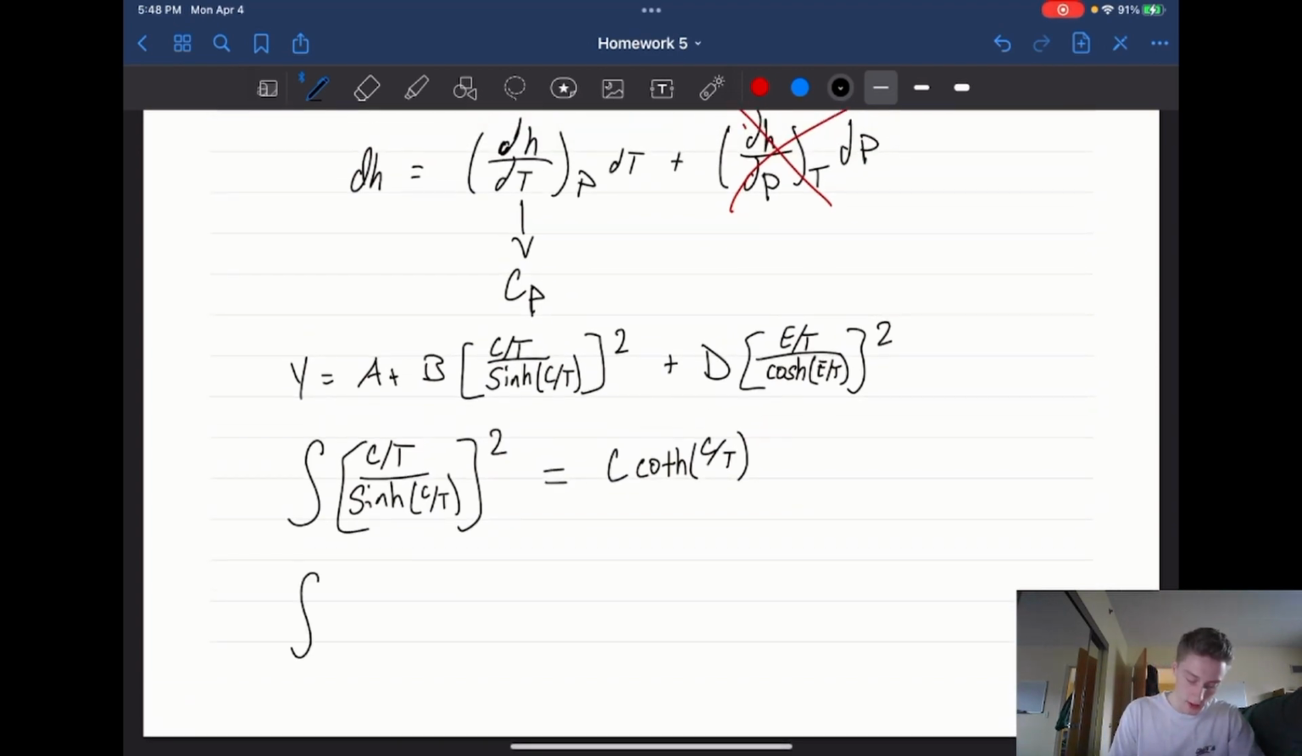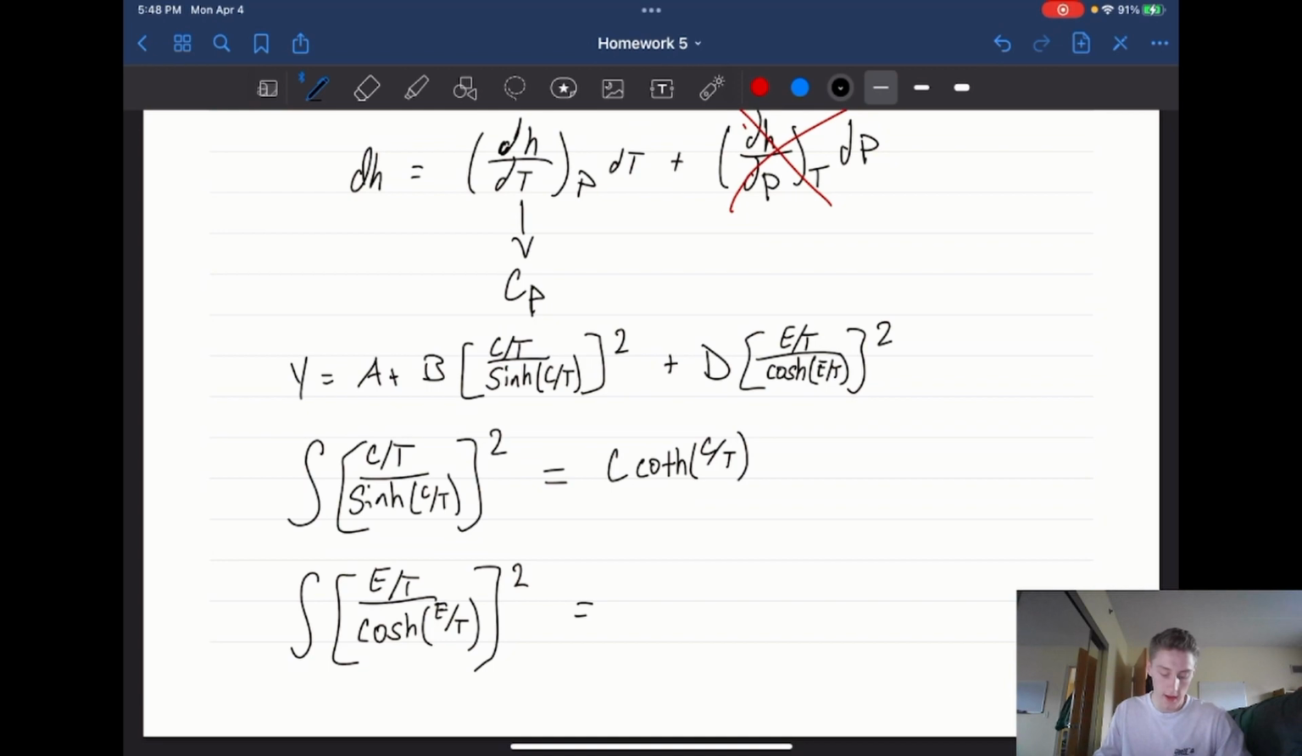So that's pretty easy. And then the integral of E over T hyperbolic cosine of E over T, and T is temperature here, not time. After plugging this one into Wolfram Alpha again, we get negative E hyperbolic tangent of E over T. There we go. So that's just the integrations of these two fractions right here. Doing that by hand is kind of pointless. And then, of course, the integral of A would just be A times T.